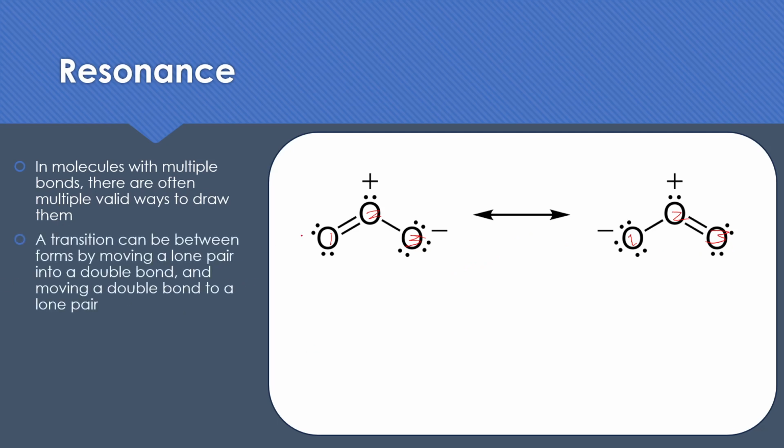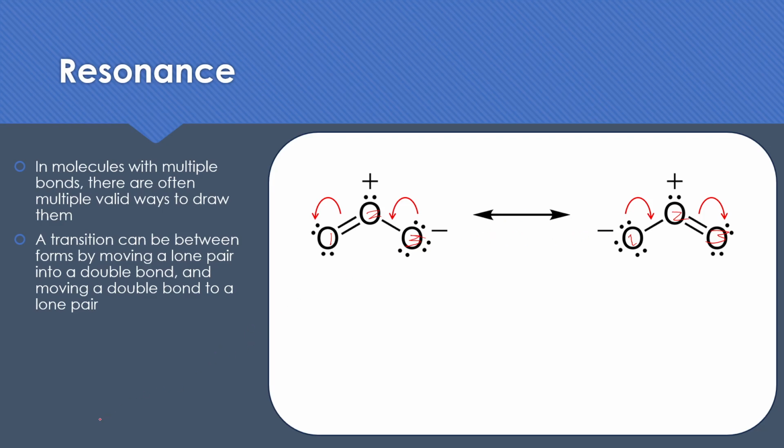So I can transition between different resonance forms by moving a lone pair into a double bond and moving a double bond into a lone pair. Okay, so I take this lone pair, it turns into a double bond, and take that double bond, turn into a lone pair. You get to here, so still not violating the octet rule, and I can go back, right? So this is why it's called resonance, because it can flip in between these forms.